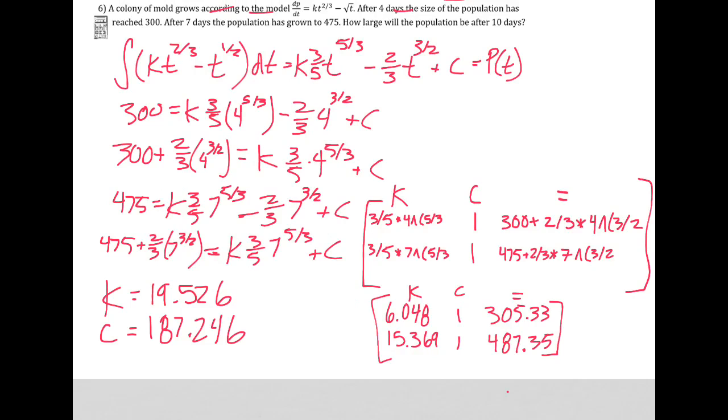So when you do the rref on your matrix, you should end up with k equaling 19.526 and c equaling 187.246. K will be the top number and c will be the bottom number because we entered our k column first and then our c column, and that's corresponding to that decision there. Now we're not done. We want to know how large the population will be after 10 days. So now we plug these values in. And at this stage we have no choice really but to round k and c. So I'm just going to round to 3 decimal places like that.